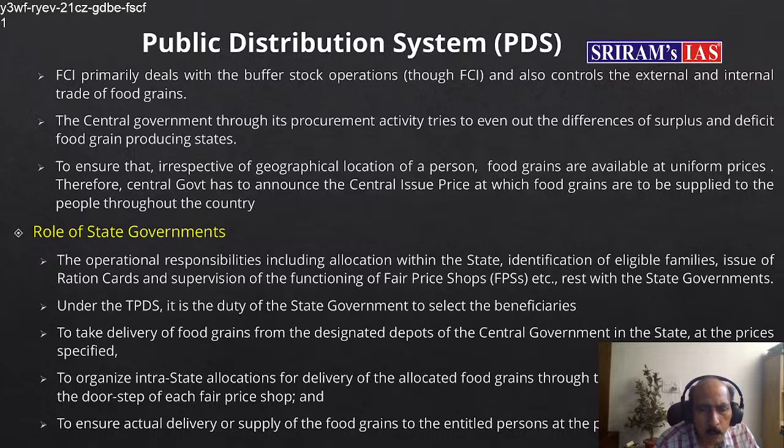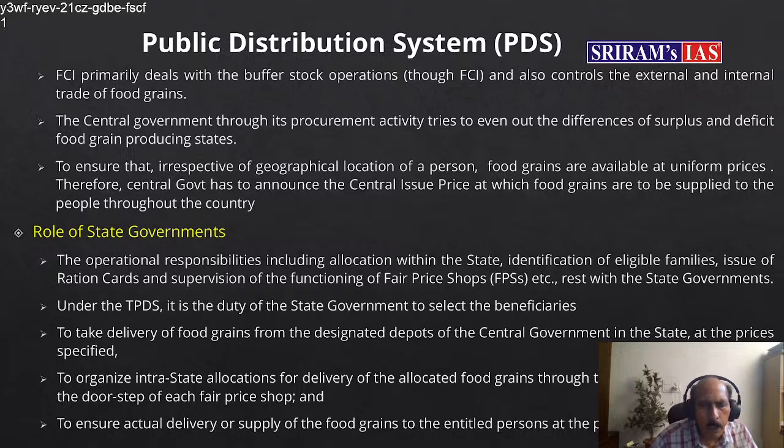But if the PDS system is not universal, and when we implemented the targeted PDS system from 1997 onwards, then the other responsibility of the state is to identify the beneficiaries who were to be given the subsidized food grains under this system. And therefore, under the targeted PDS system, the role of the state is also two. One is to put in place the elaborate FPS system throughout the state, so as to ensure accessibility, and also to identify the people who were to be given the subsidized food grains under PDS.